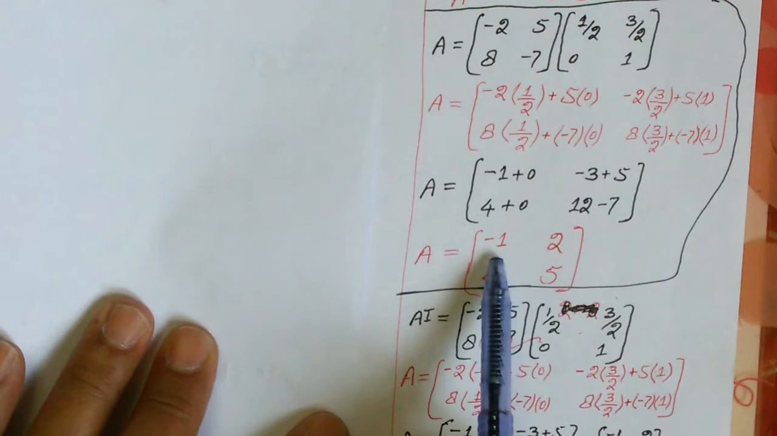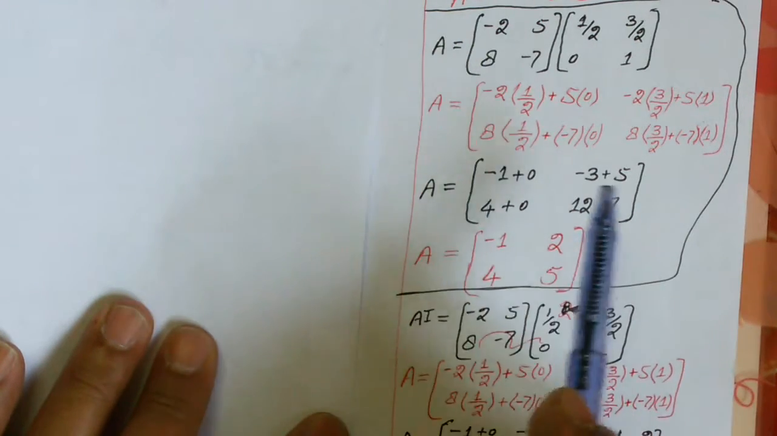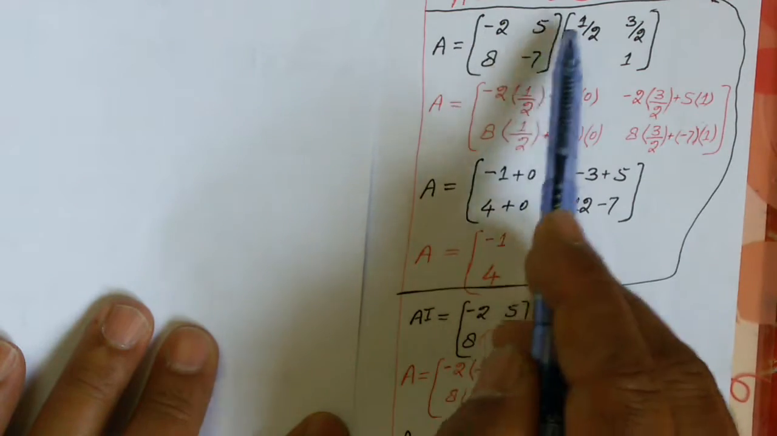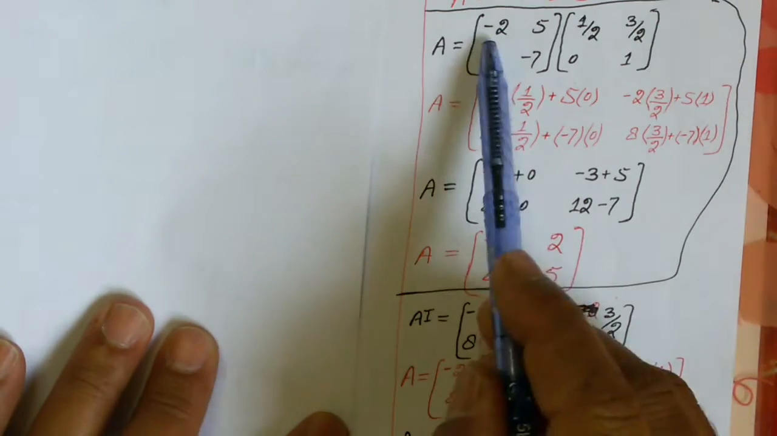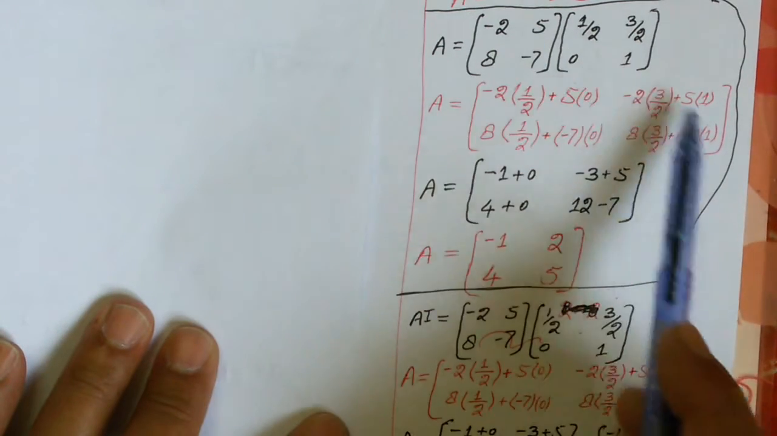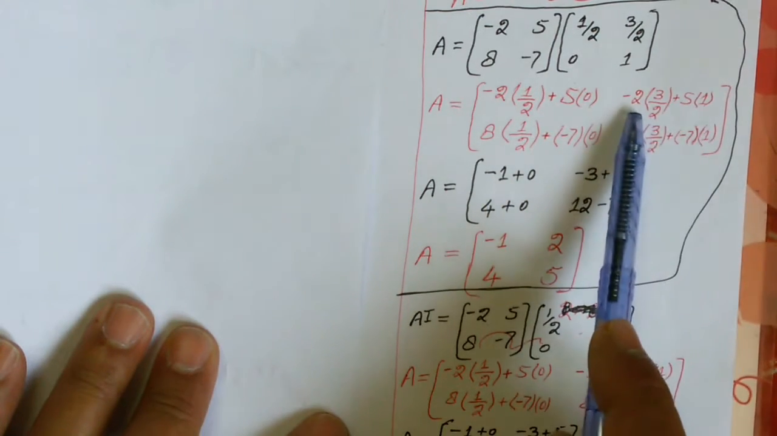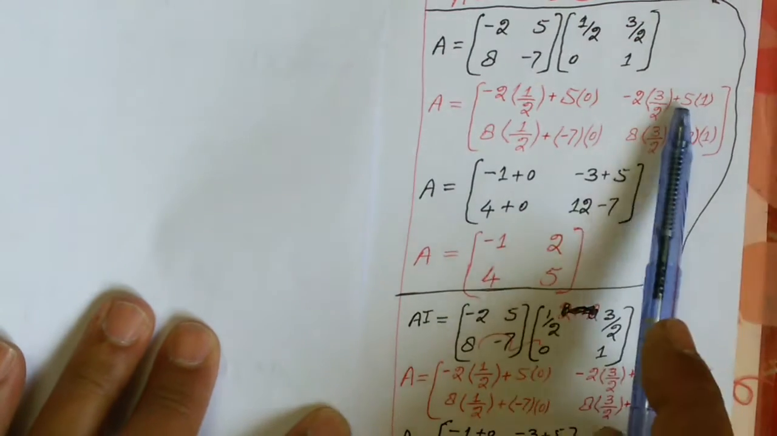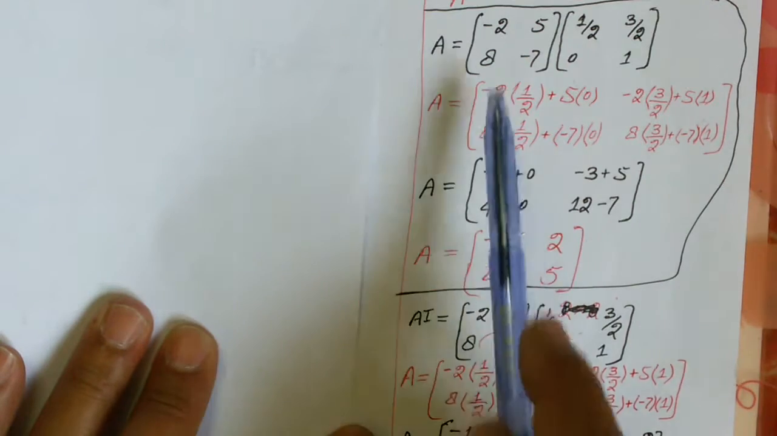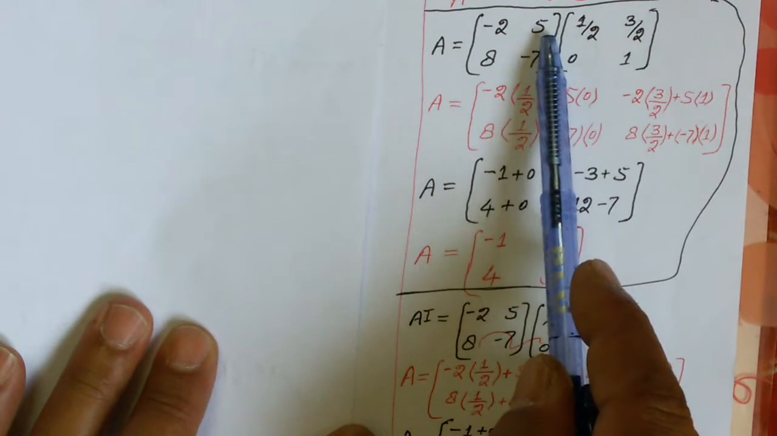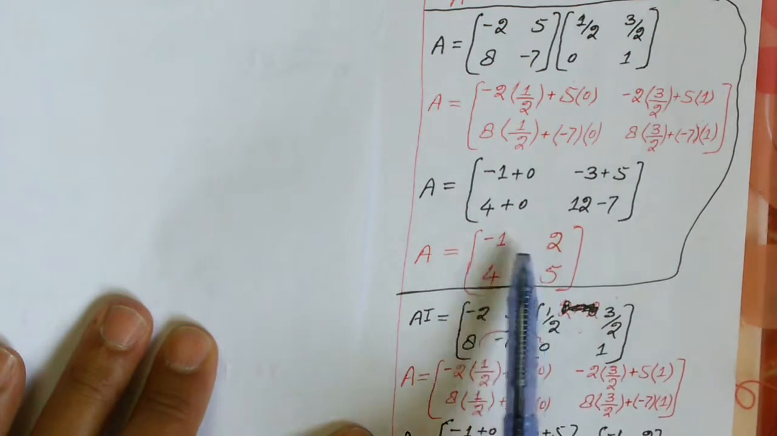The resultant quantity is substituted in the first row and first column. Multiply the first row with the second column: minus 2 multiplied by 3 divided by 2 plus 5 multiplied by 1. After the simplification, we get minus 3 plus 5. The resultant quantity is 2. This quantity is obtained when we multiply the first row with the second column. Substitute that quantity in the first row and second column.